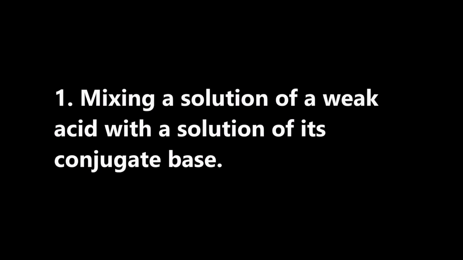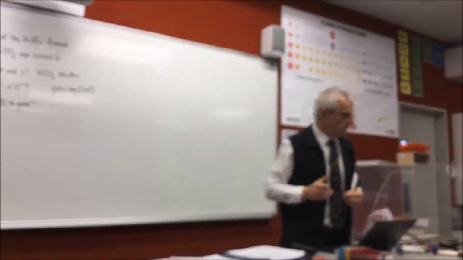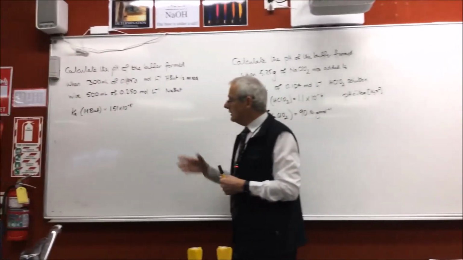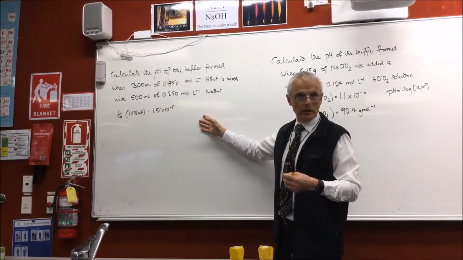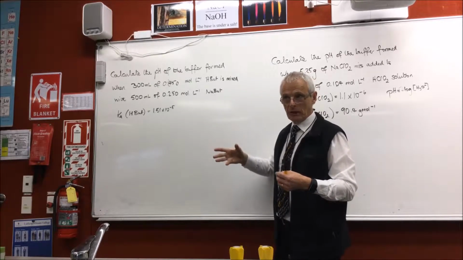In this bonus clip we work through two different types of questions involving calculations of buffer solutions. The first type of calculation involves mixing a solution of a weak acid with a solution of its conjugate base. Again, this is a bonus track for you, and what we're doing in this one is just mixing a generic weak acid solution with a known volume of its conjugate base.